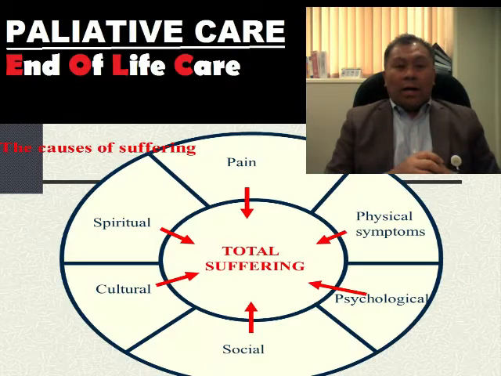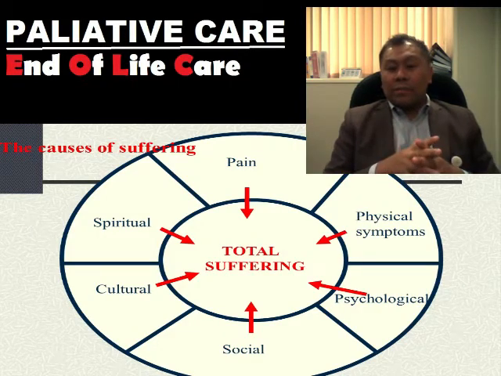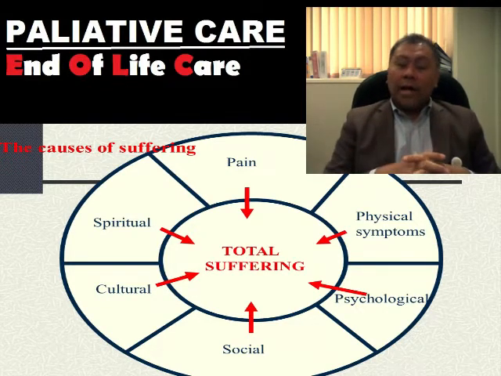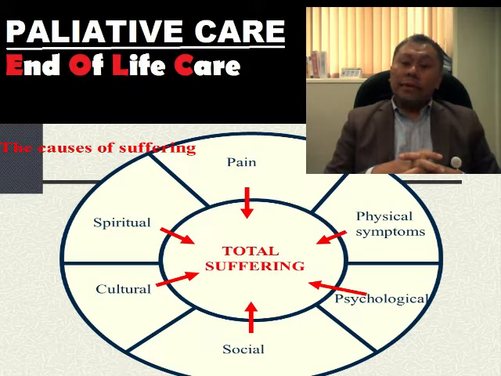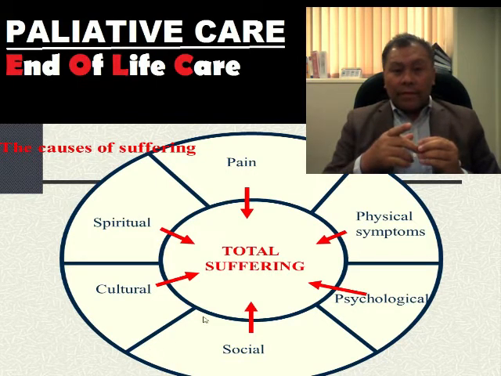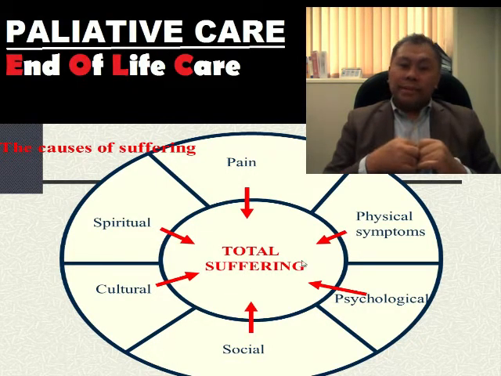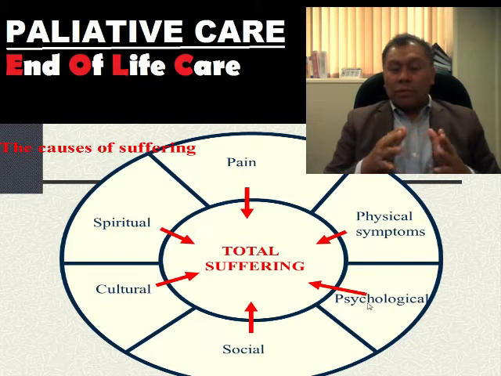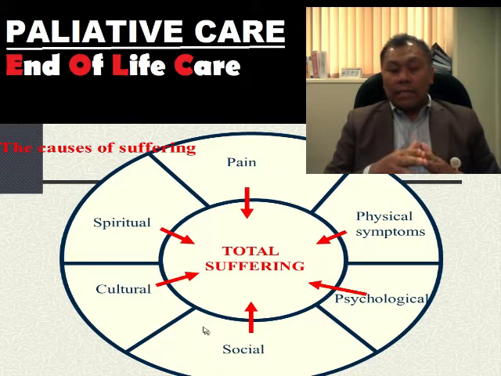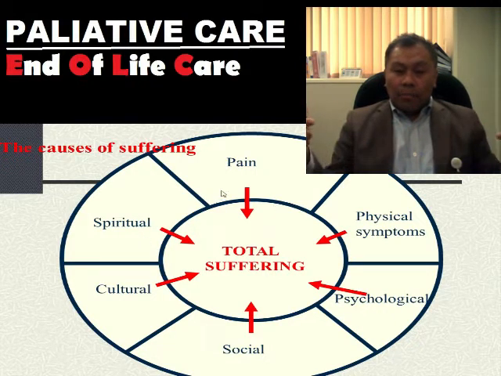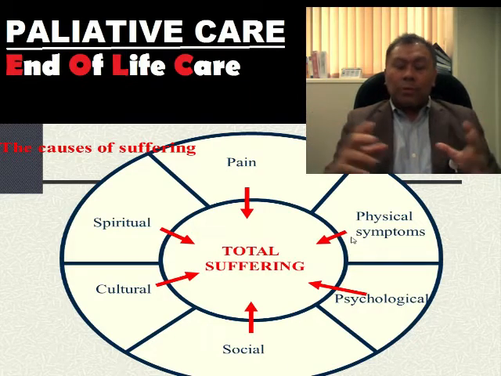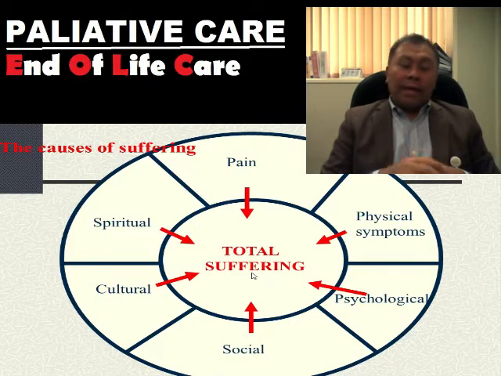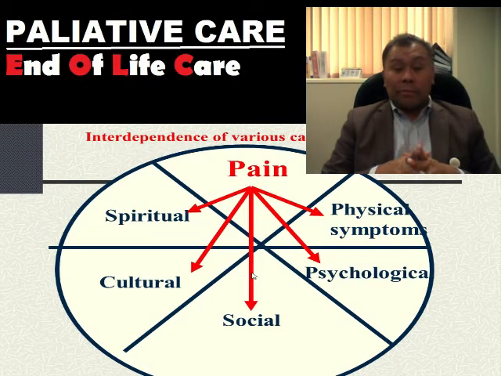So the causes of suffering we have here. Try to focus on this schematic diagram. So the total suffering: we have the pain, we have the physical symptoms, we have the psychological, the social, cultural, and spiritual. These will all point, and this will sum up to the total suffering of the patient. Plus here, we have the interdependent causes of suffering.